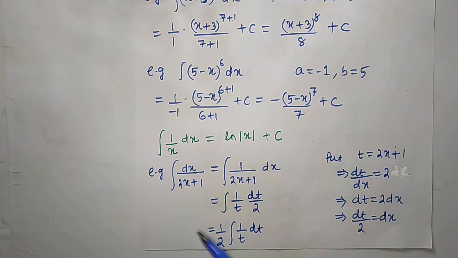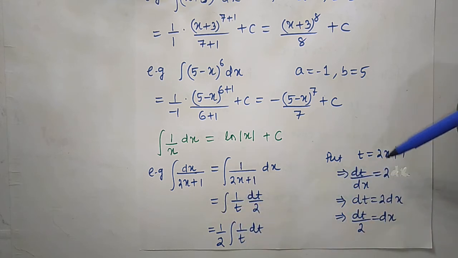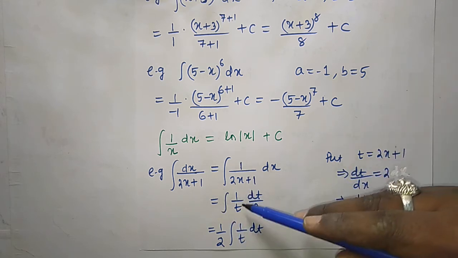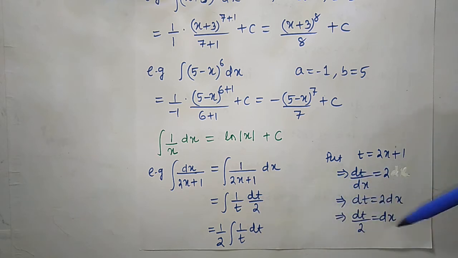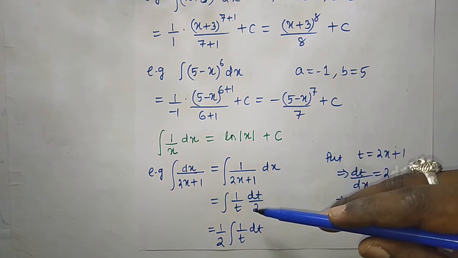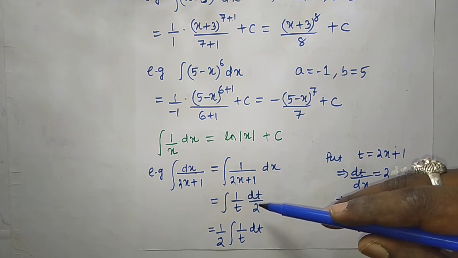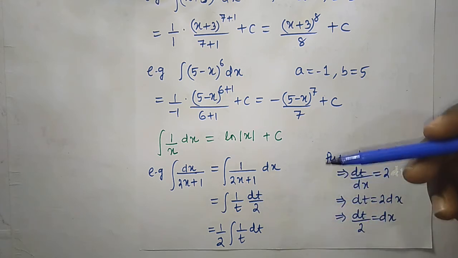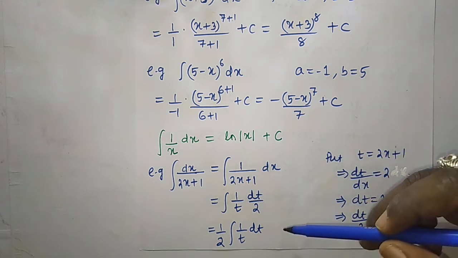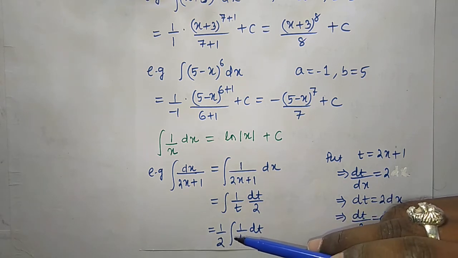Now put here, see here 1 by 2x plus 1 is there. So we have taken t as 2x plus 1. Put it here, 1 by t, and dx, what we have got? We have got dt by 2. Here write dt by 2 in place of dx. And like the previous example, divided by 2 means 1 by 2 is multiplied. Here the constant term is 1 by 2. Take that 1 by 2 term to the outside of the integration.